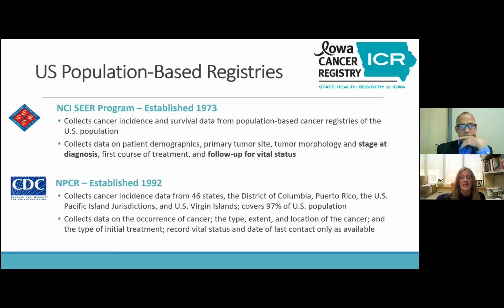So we collect data then on patient demographics. We do primary tumor sites. So if it's a breast cancer or a prostate cancer, the morphology, which means the type of cancer, so whether it's a squamous cell carcinoma, adenocarcinoma. We also collect stage at diagnosis, and then first course of treatment. And by that, I mean that whatever is the planned first course of therapy, it doesn't have to be done within a certain amount of time.